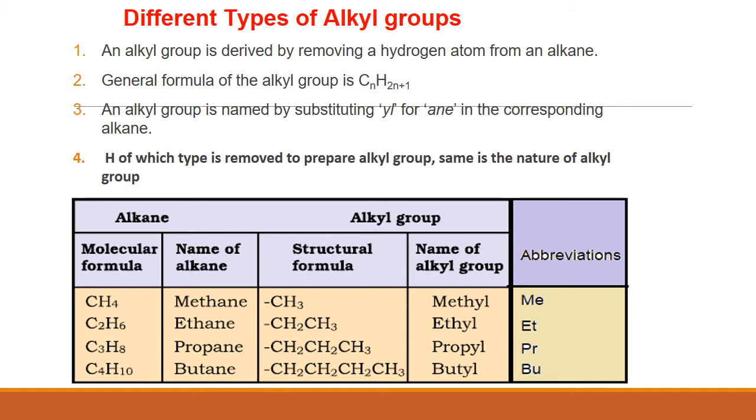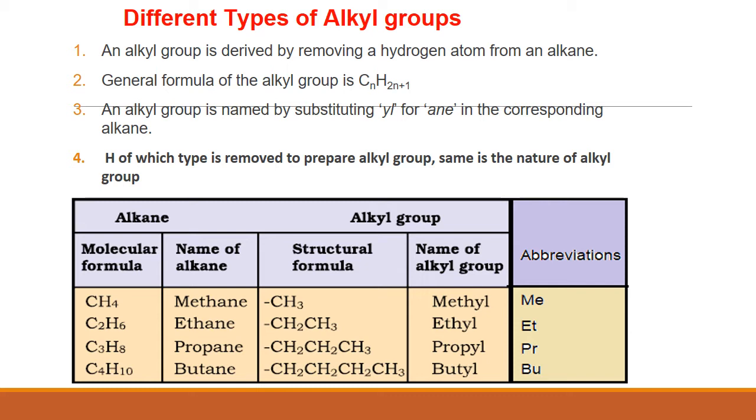The hydrogen of whichever type is removed to prepare the alkyl group, the same is the nature of the alkyl group. To make an alkyl group from an alkane, whatever type of H is removed, the alkyl group will have the same nature. For example, alkanes and alkyl groups are given. Methane CH4, so its methyl group will be CH3. If there is ethane, C2H6, the alkyl group will be CH2CH3 with one valency free.